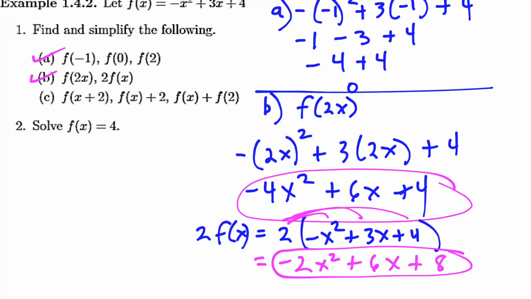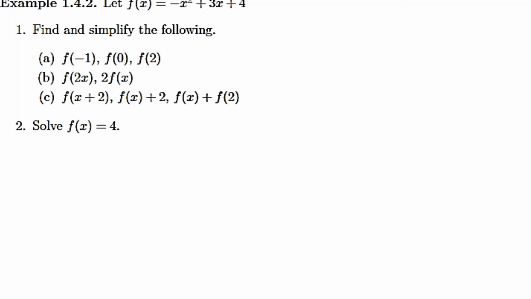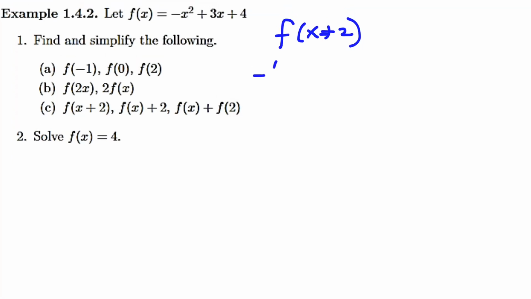Now, for C, let's erase some of this so we have some more room here. All right, so for C, let's do the first one. So if we're trying to find f of x plus 2, that means x plus 2 is going to go in where you've got your x, and then it's squared. And then here you've got an x, so we're going to put an x plus 2.